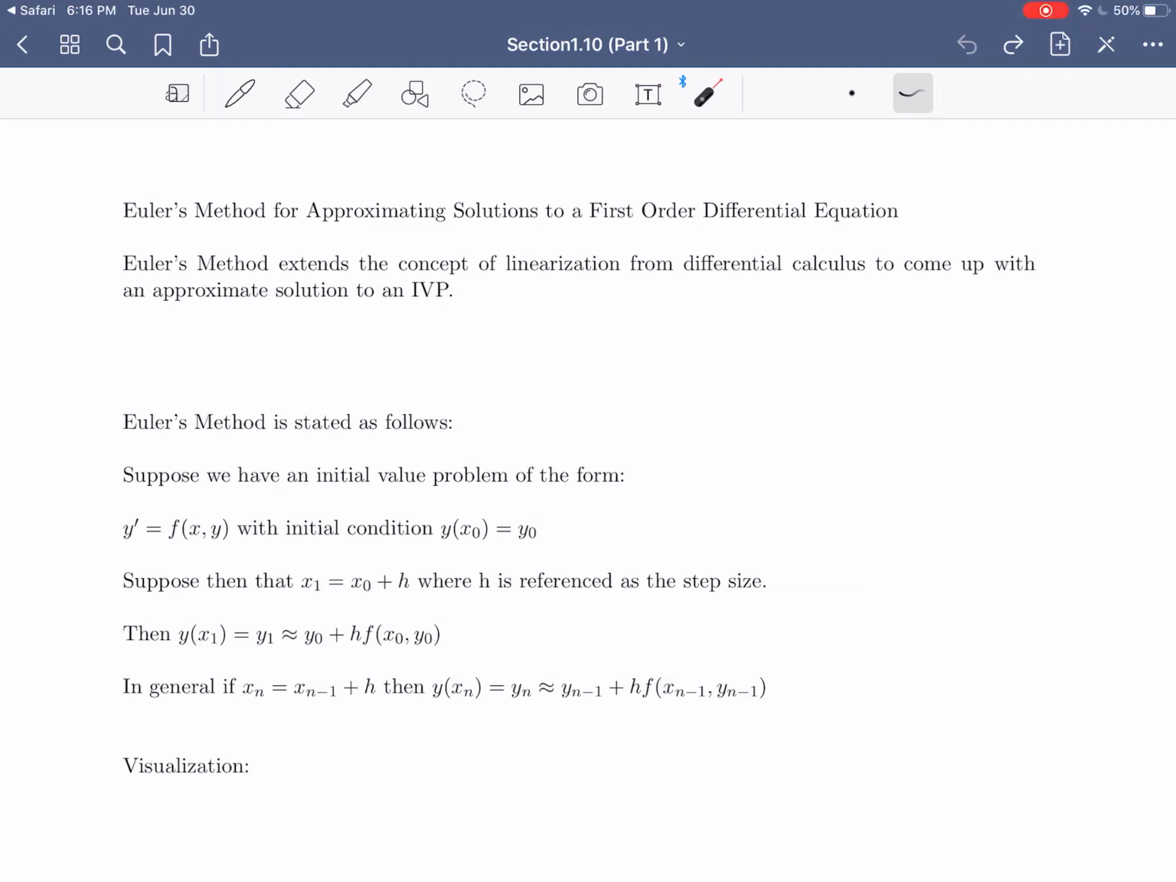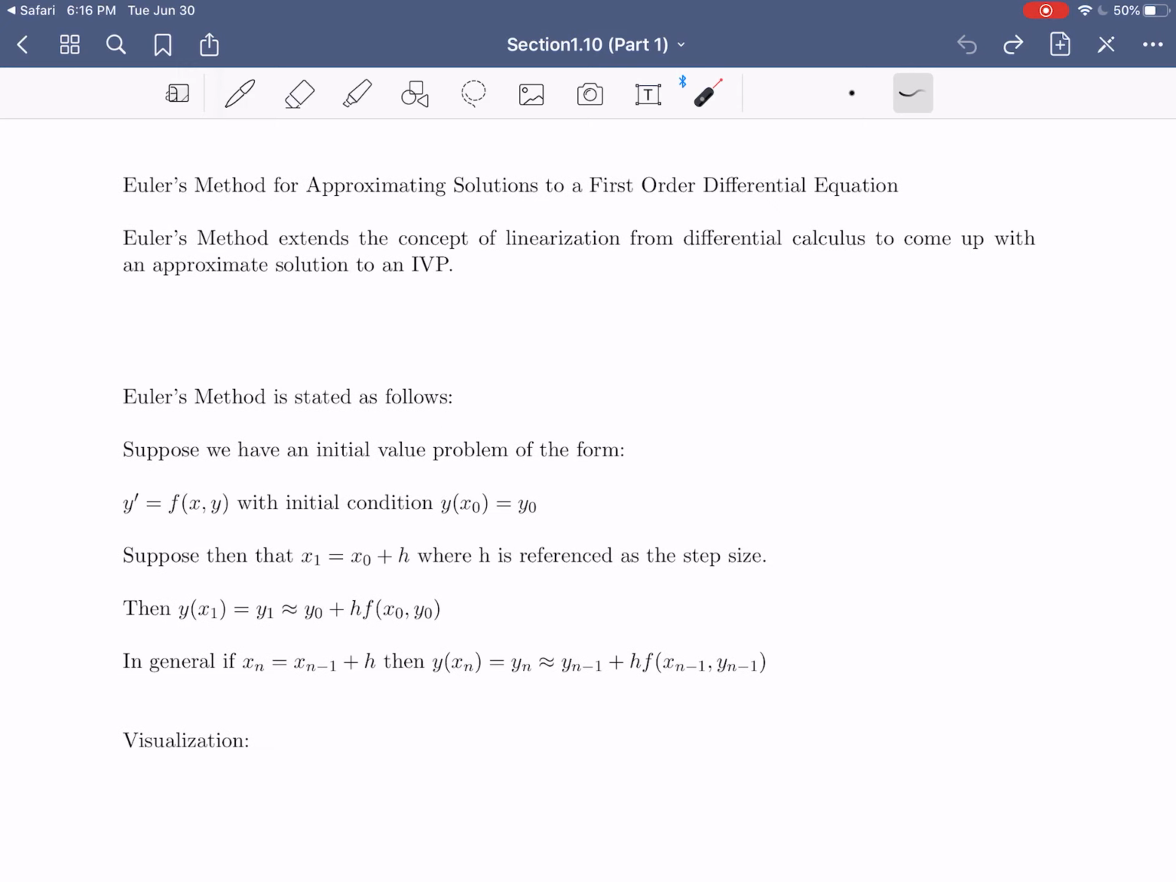In today's video, we're going to be taking a look at section 1.10 from your textbook, which is a quick introduction into approximating solutions to first-order differential equations. As the name would imply, this section is all about coming up with numerical approximations to solving first-order differential equations, specifically first-order differential equation IVPs.